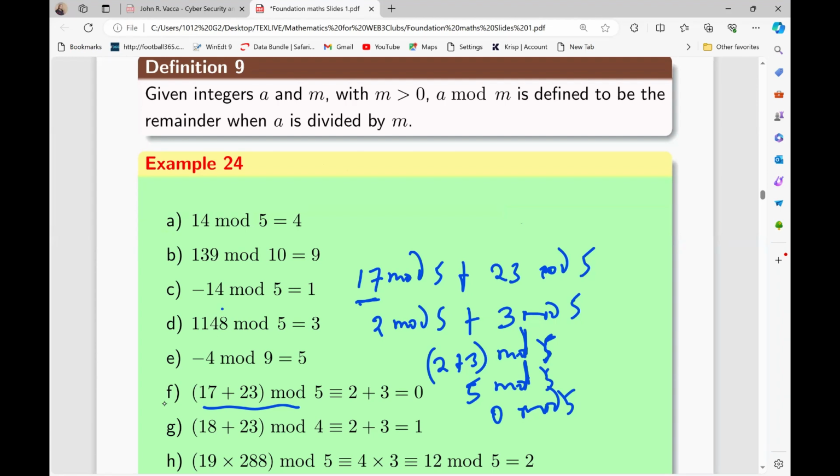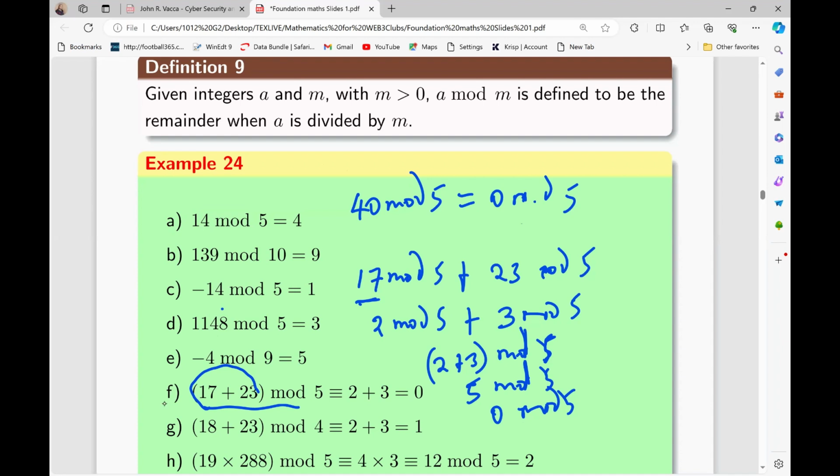I've done this because I was imagining you could be given bigger numbers. But these are small numbers. You can just add them and get 40 mod 5. And if 5 were going into 40, you can see the remainder is, of course, 0. It's very easy. So these are smaller numbers.